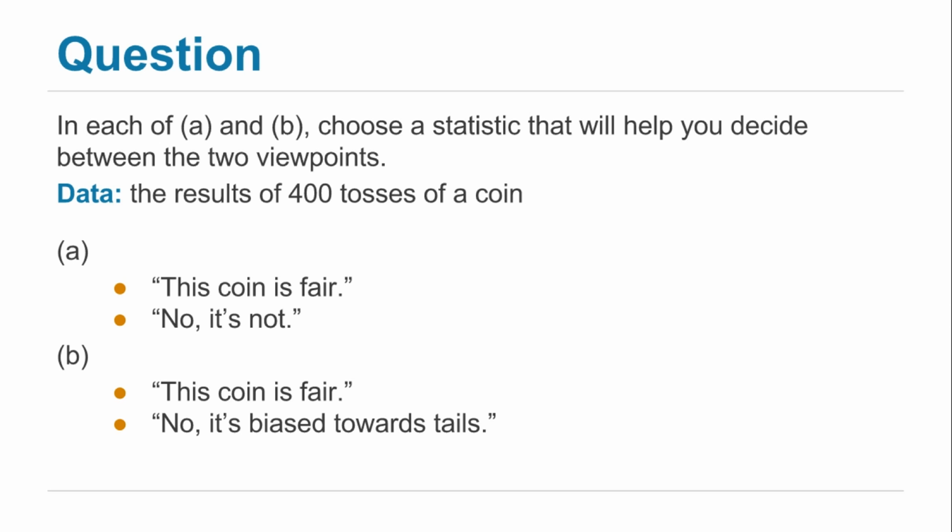Go back through the two examples that we did and come up with a statistic. We'll come back after countdown. 3, 2, 1.